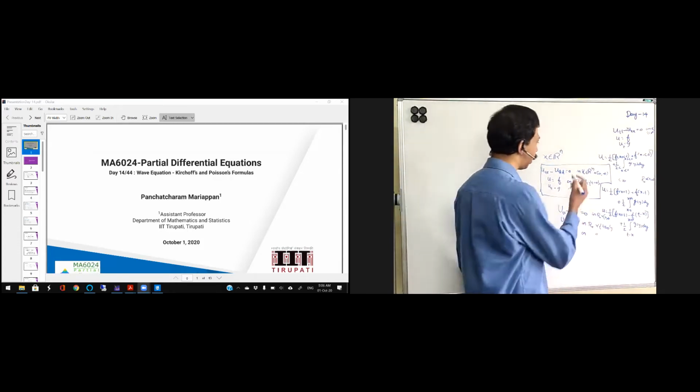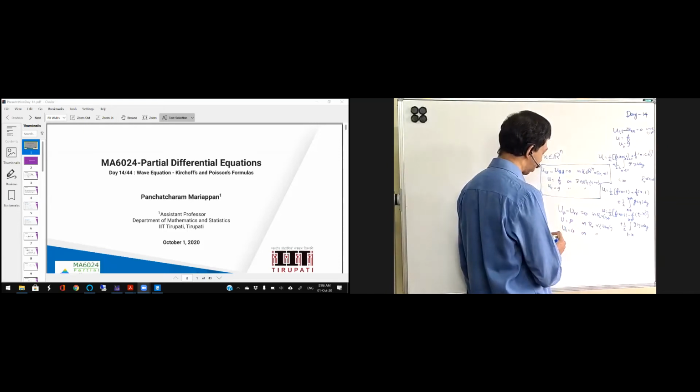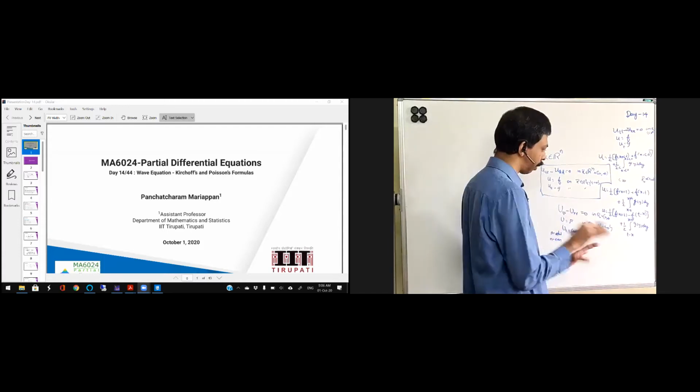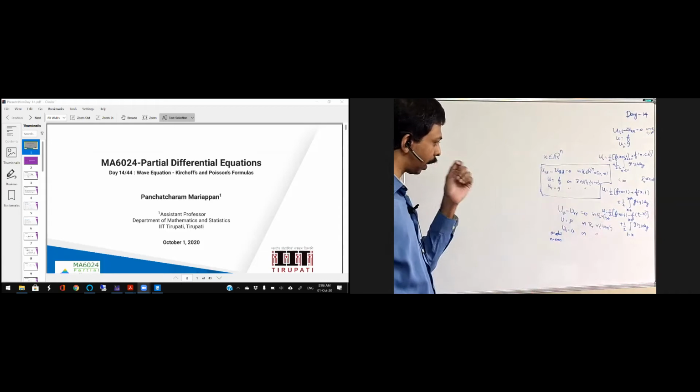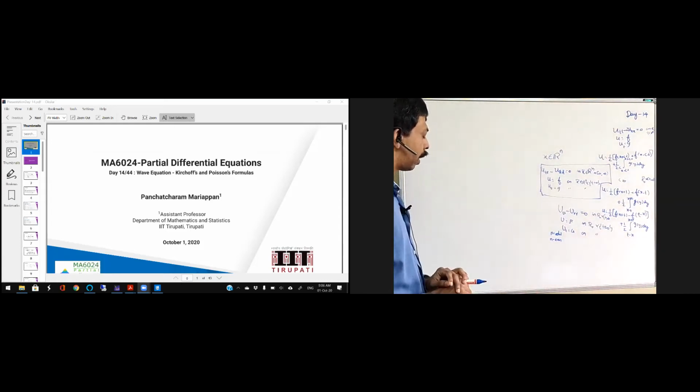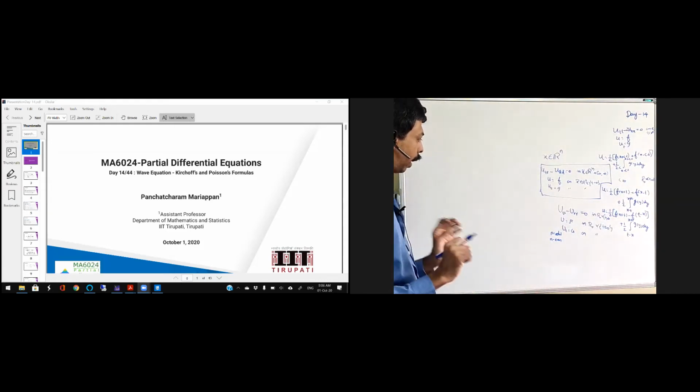The same thing applies for n equal to odd and n equal to even. For n equal to odd, it is still straightforward, you can just solve it easily. For n equal to even, that setup will not work.